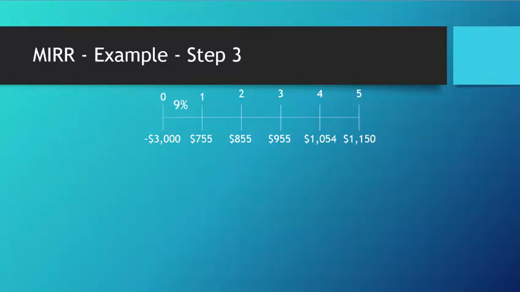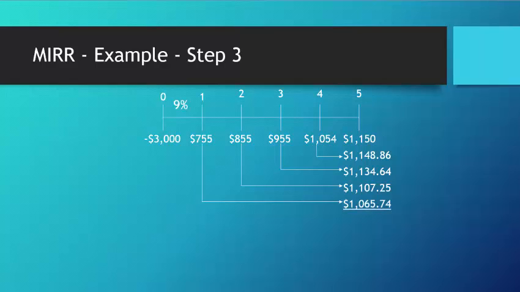Step 3, we're going to take the future value of all of the inflows. So 1150 is already in time 5, 1054 is moved up there by allowing it to grow at 9%. Then 955 grows at 9% for 2 periods. Then 855 grows at 9% per period for 3 periods, and so on. We add them up, they are 5,606.49.